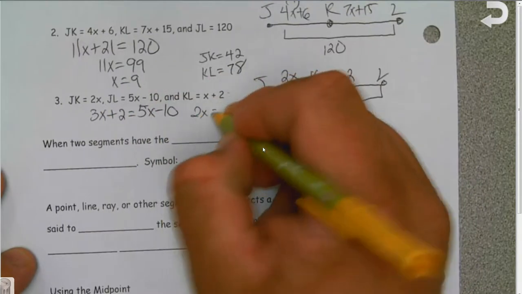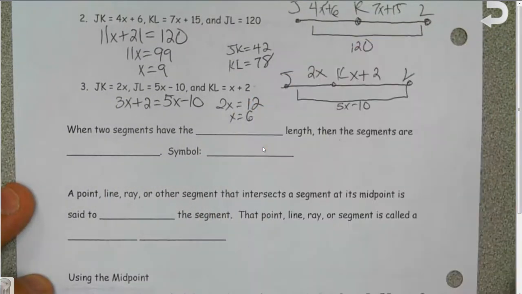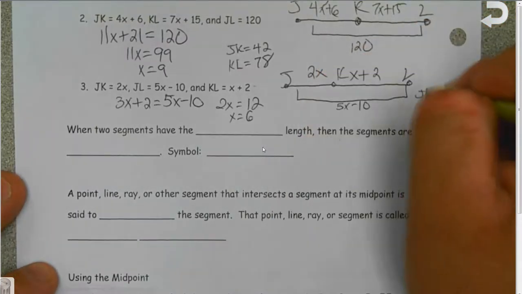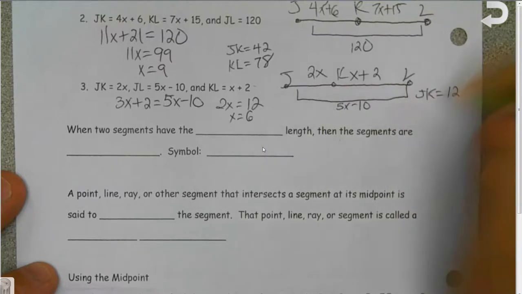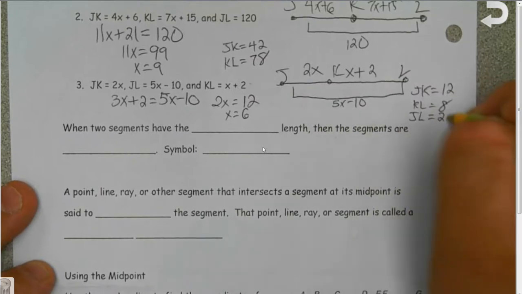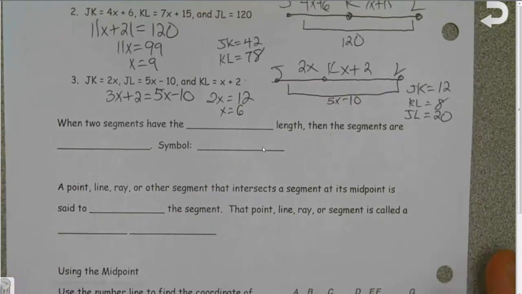Subtract 3x, add 10, I get 2x is equal to 12. x is equal to 6. If x is equal to 6, then JK is equal to 12. KL is equal to 8. And JL is equal to 20, which makes sense because 12 plus 8 is 20.